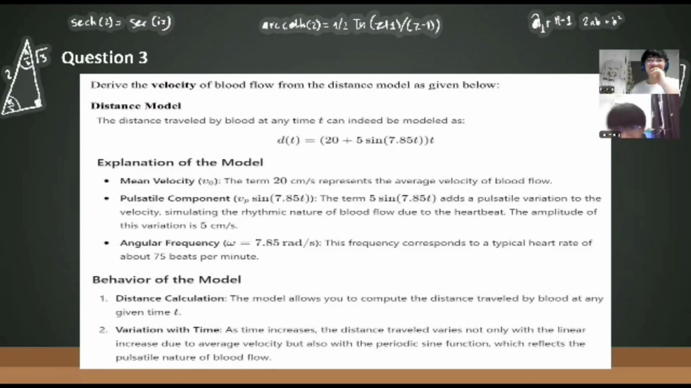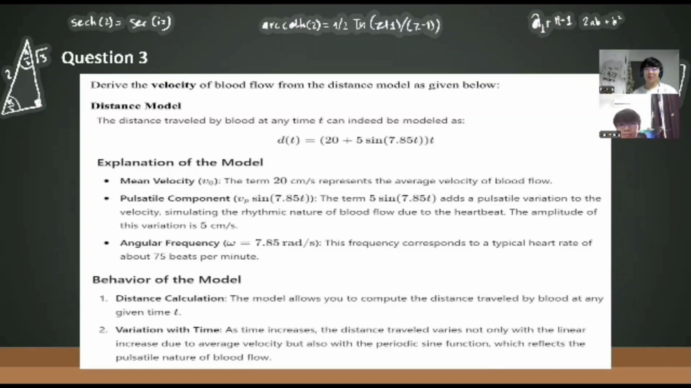Okay, so we're going to do question 3. The question is, we need to derive the velocity of blood flow from the distance model given below. The distance model shows that the distance traveled by blood at any time t can be modeled as d(t) = 20 + 5 sin(7.85t) times t.